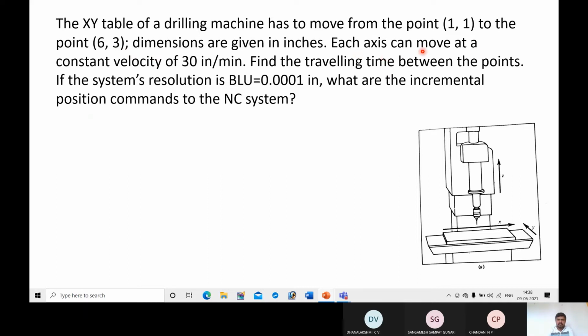Next, each axis can move at a constant velocity of 30 inches per minute. For both X and Y axis, velocity is constant, that is 30 inches per minute. First question is to find the traveling time between the points. Suppose we want to find the traveling time along the X axis direction. We know the distance it has to travel, it is 5. We know the velocity. Now how can we find the traveling time?